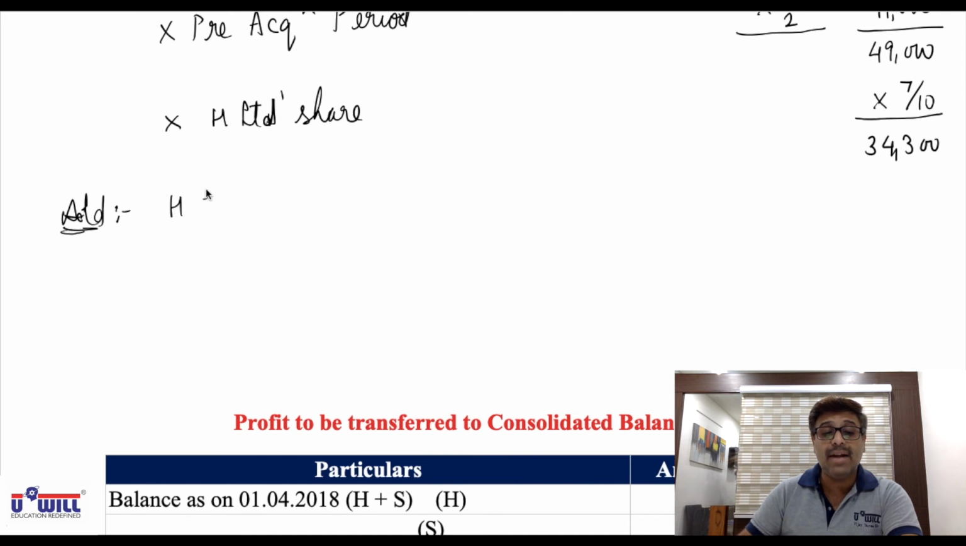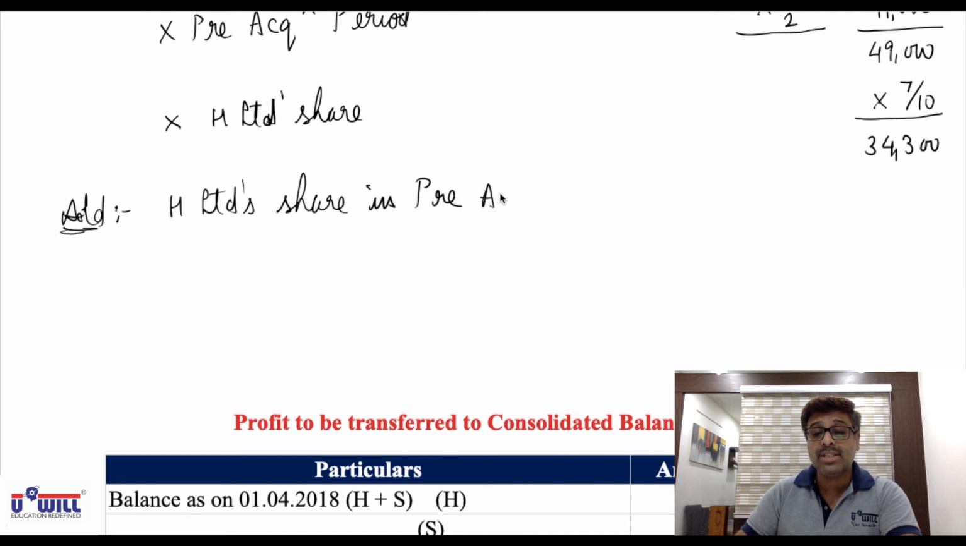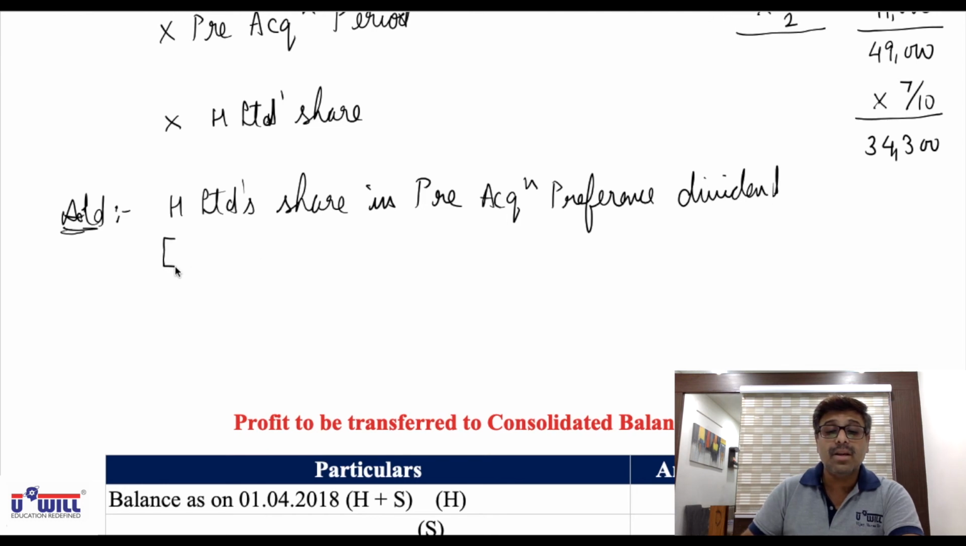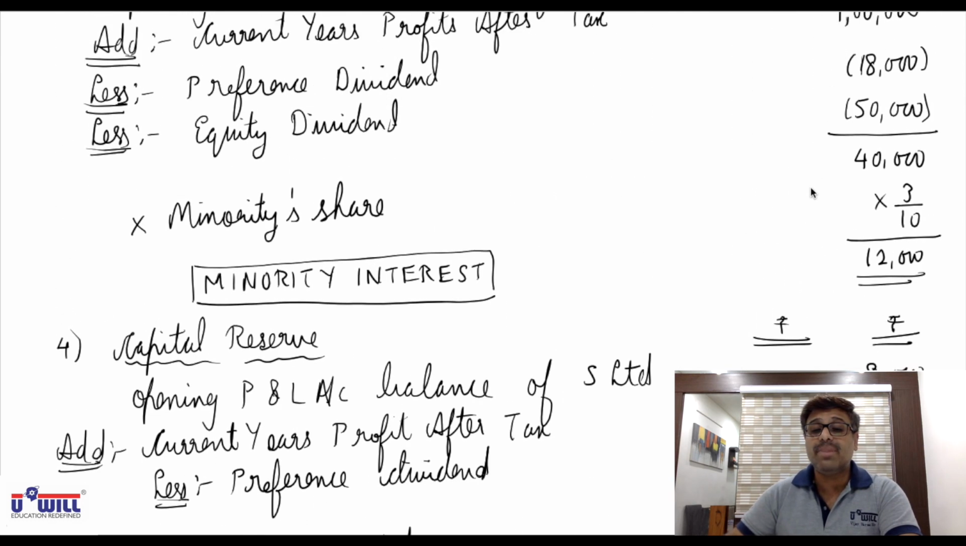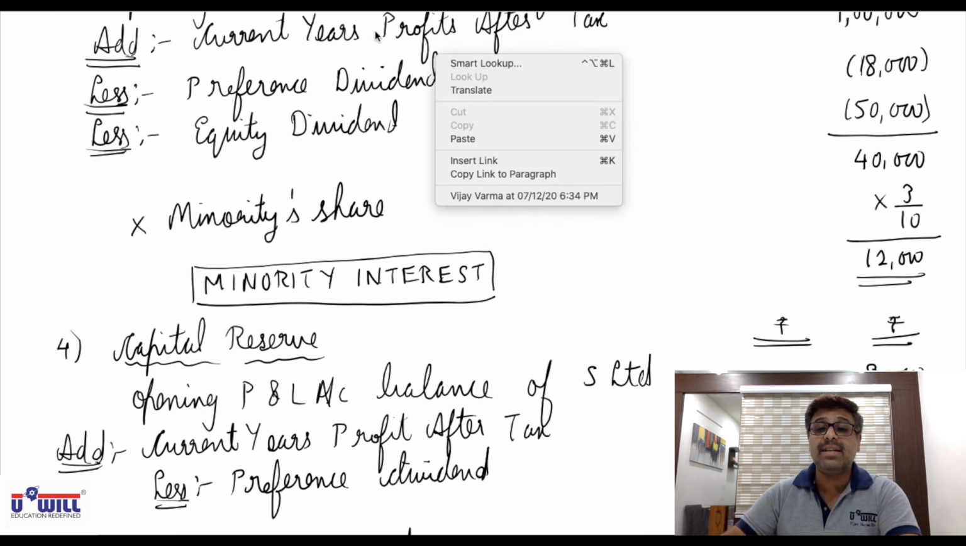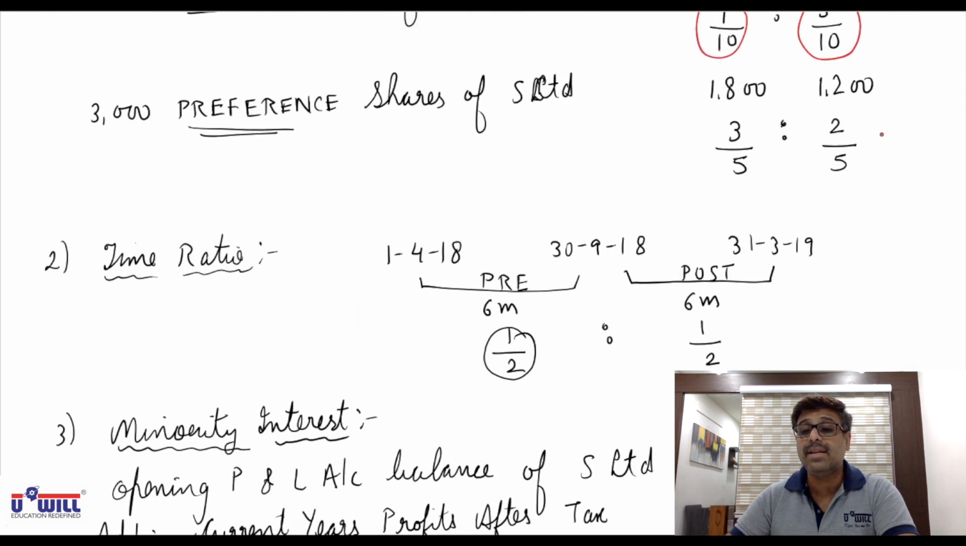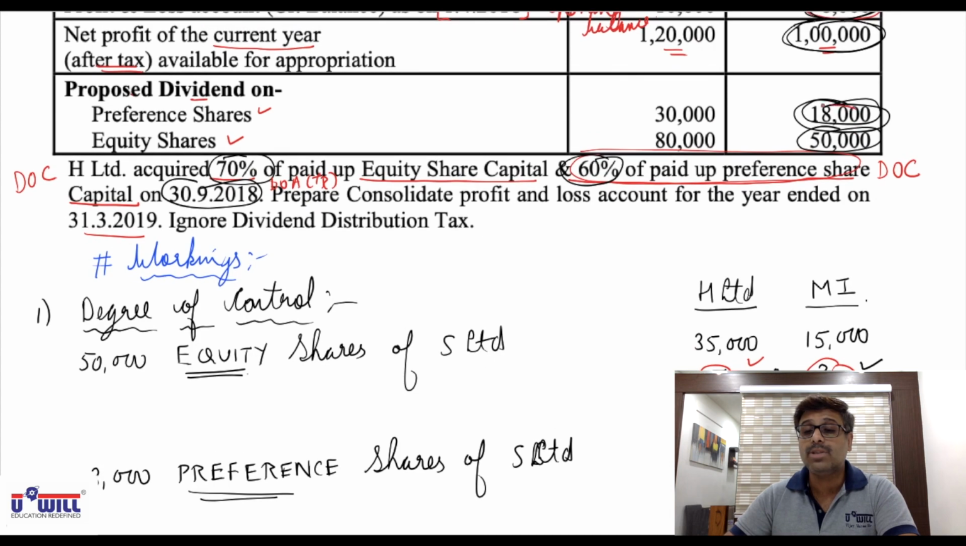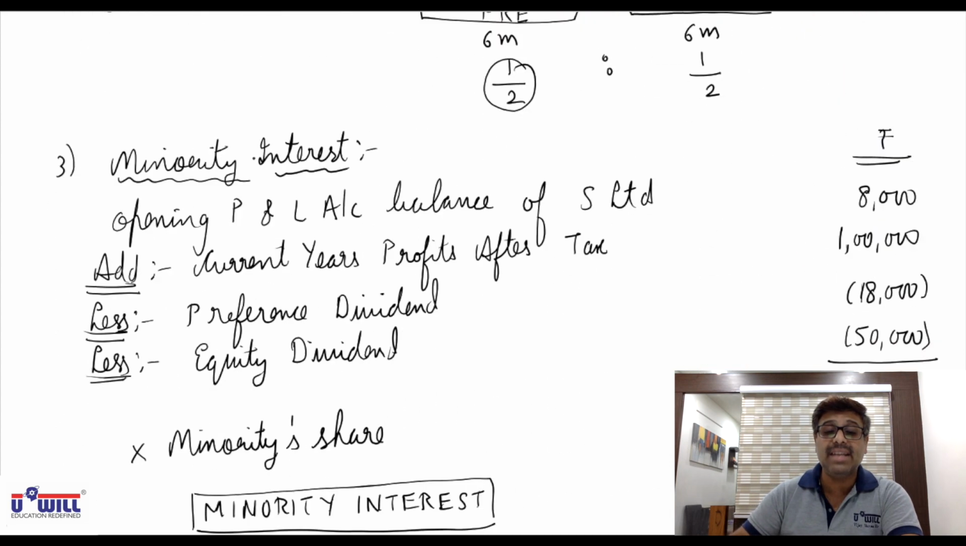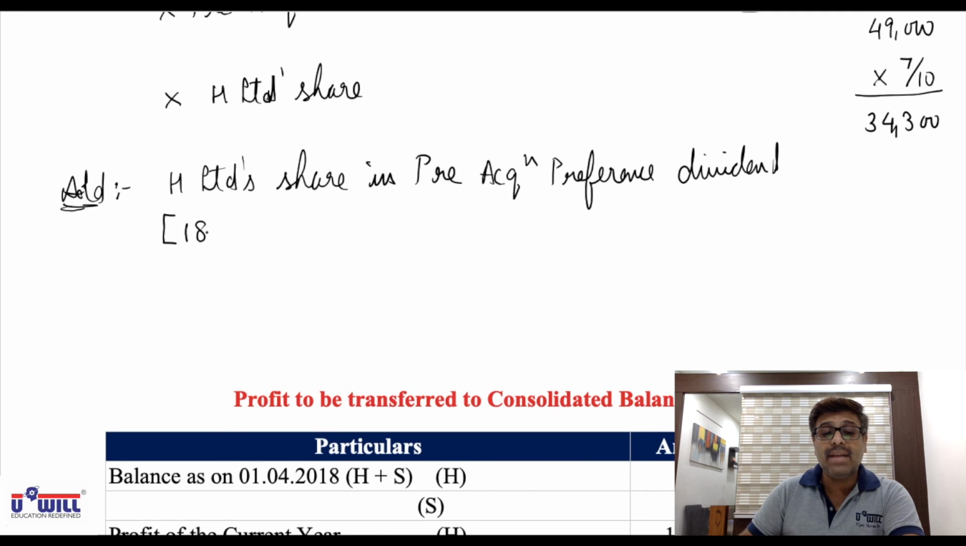Okay, further we have to add holding company's H Limited's share in pre-acquisition preference dividend. Now, what is pre-acquisition preference dividend? I told you first you take preference dividends amount. What is preference dividends amount? 18,000. First you take preference dividend amount, which is 18,000. Now in that amount you find the pre-acquisition period.